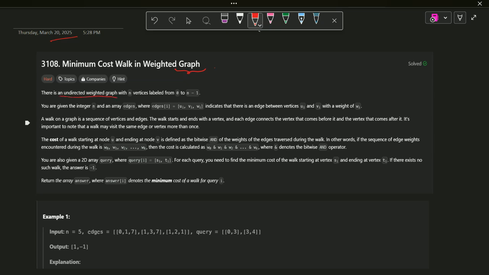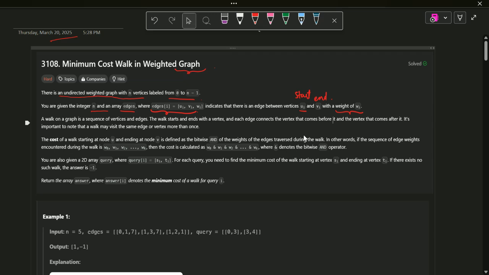There is an undirected weighted graph with n vertices labeled from 0 to n. You are also given an integer n and an array of edges, where edges[i] denotes ui, the start, vi, the end, and wi, the weight of the particular edge from the starting to the ending vertex, the cost.